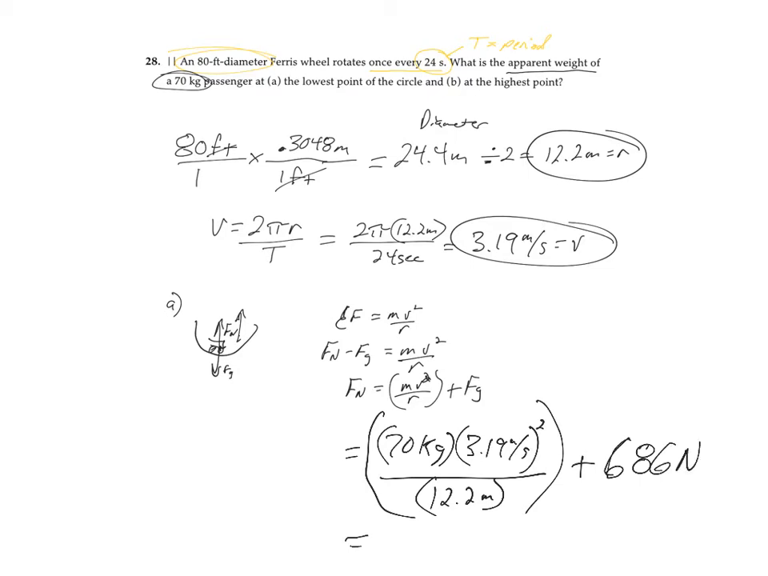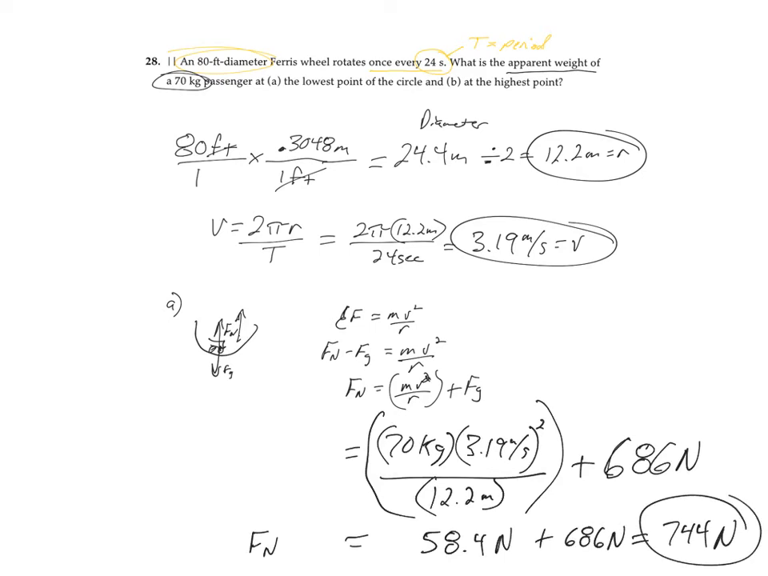And let's do this first number first, 3.19. I'm going to square it, times that by 70 and divide by 12.2, and I get 58.4 newtons plus 686 newtons, and I get a force normal equaling 744. And we talked about this in class. It should be bigger at the bottom than the top.